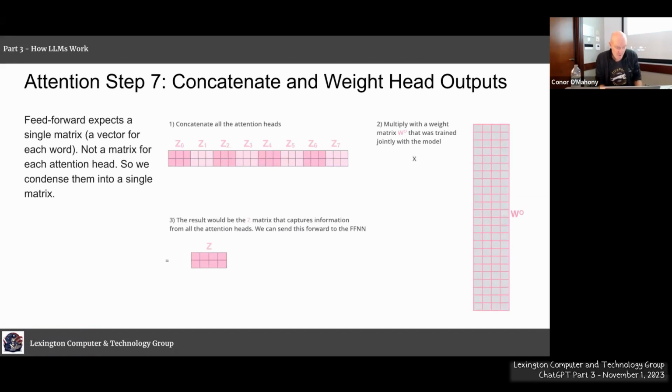And then, because the next step is expecting a single matrix, we concatenate the outputs from all of these attention heads and multiply them by a weight that came from training, giving us the result Z. So it's a whole bunch of math, but let's talk about what in essence is happening under the covers here.